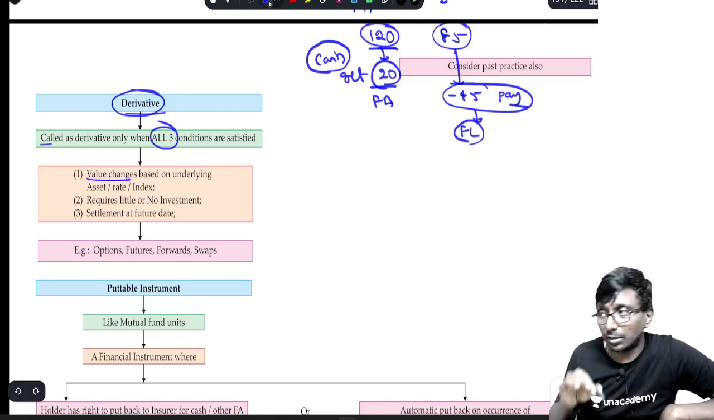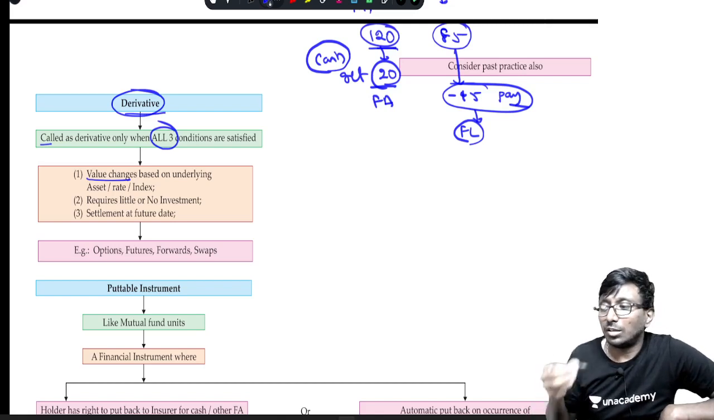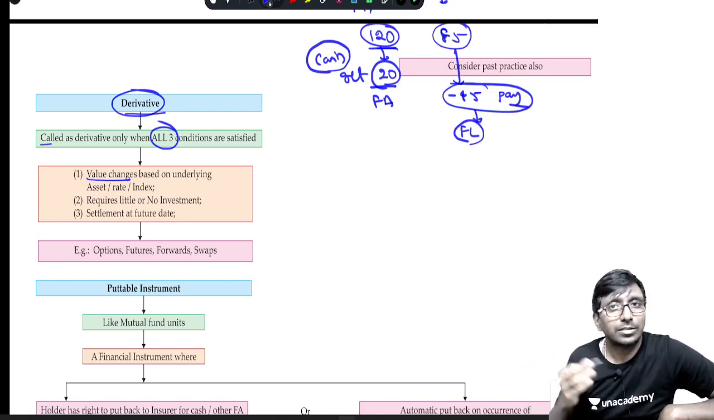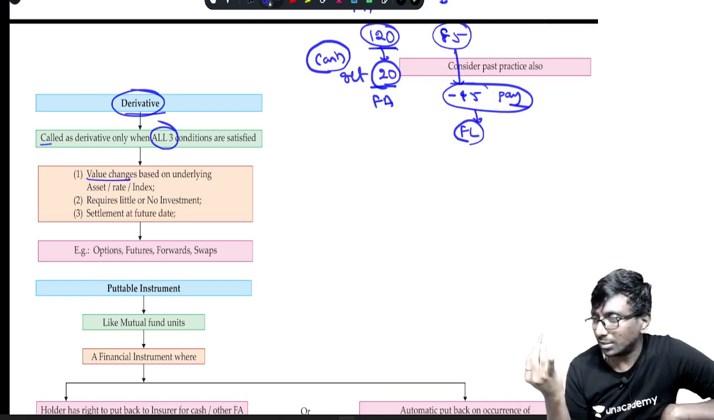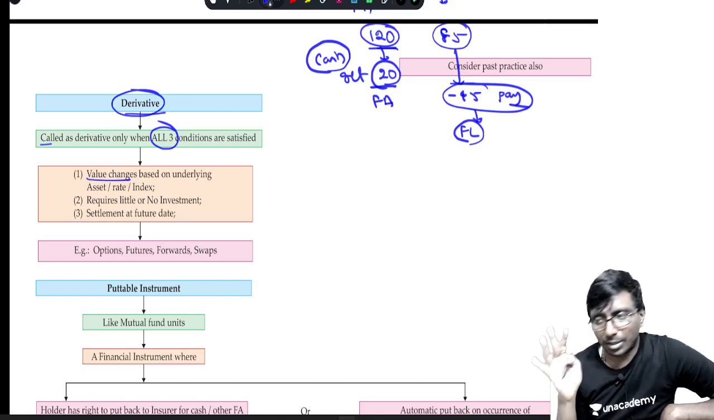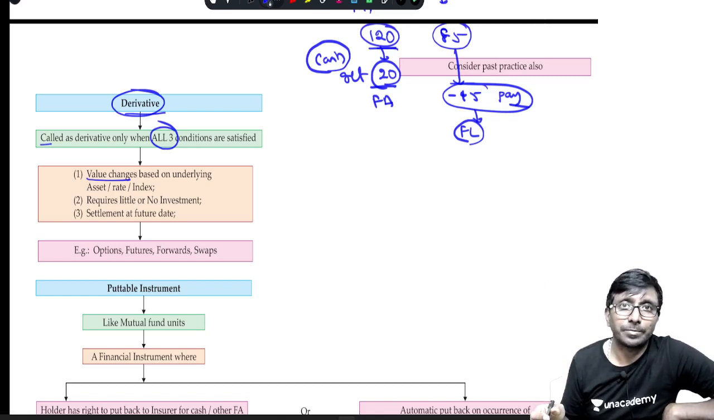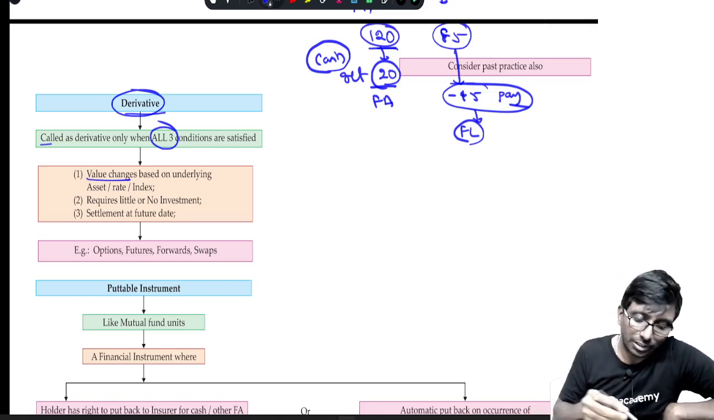Right. Value changes. First one: the value of the contract goes up and down. Based on what? Based on some underlying asset or index or price or rate. It may be a share price, a debenture price, an interest rate, a foreign currency, or the Sensex. It could be anything. The value of the contract must be fluctuating.